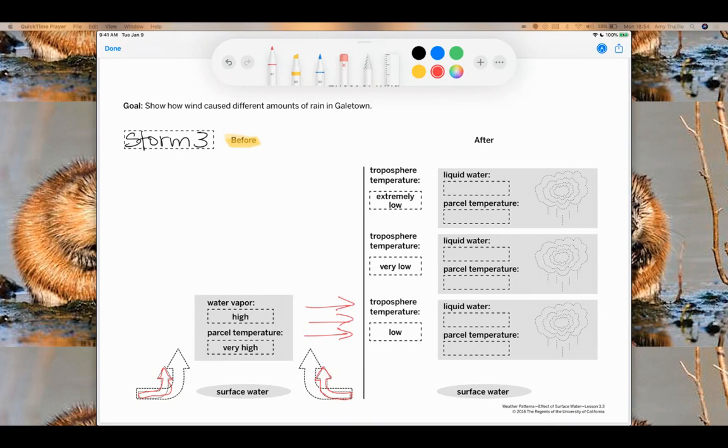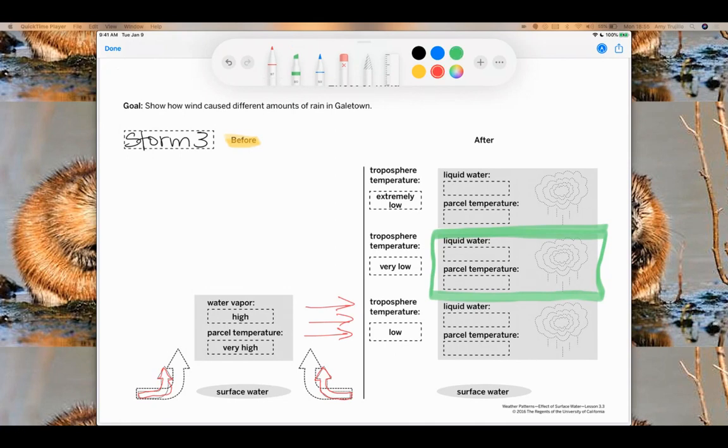And so the next part that I want to do is show the parcel temperature after the parcel has stopped rising. So this is kind of a confusing piece here. We have 3 parcels. I've got parcel 1, 2, and 3. But which parcel did it come from? And remember that Storm 3 was after the lake, and it was a severe amount of rain, but it wasn't very severe. So I'm actually going to be working with this air parcel right here.